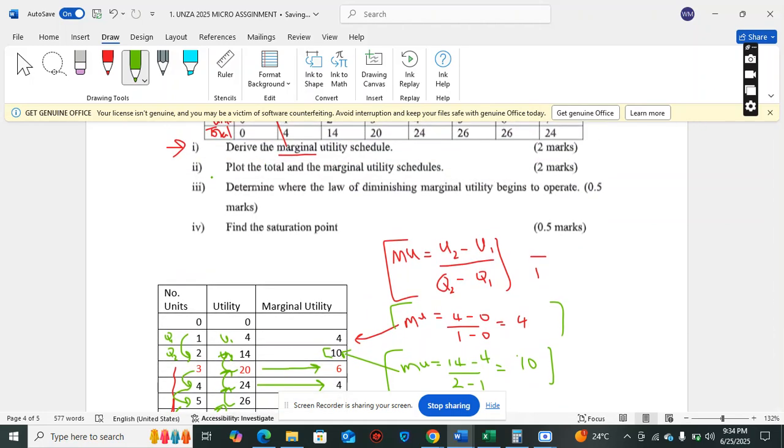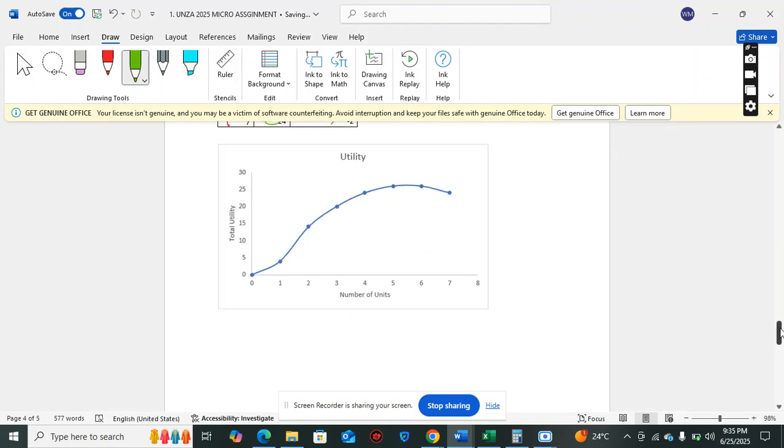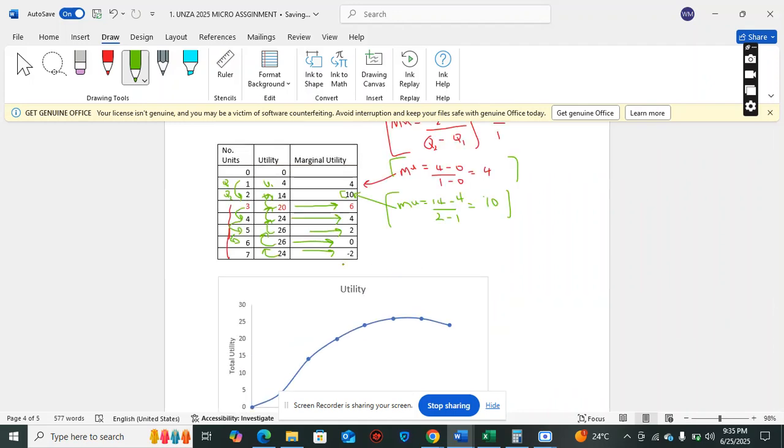Okay, so it says plot the marginal utility schedules. This is how we plot it here. The total utility here, number of units here. I wanted to combine the graph. That's for the total utility. Then for marginal utility, let me just bring them down so we can see them side by side.